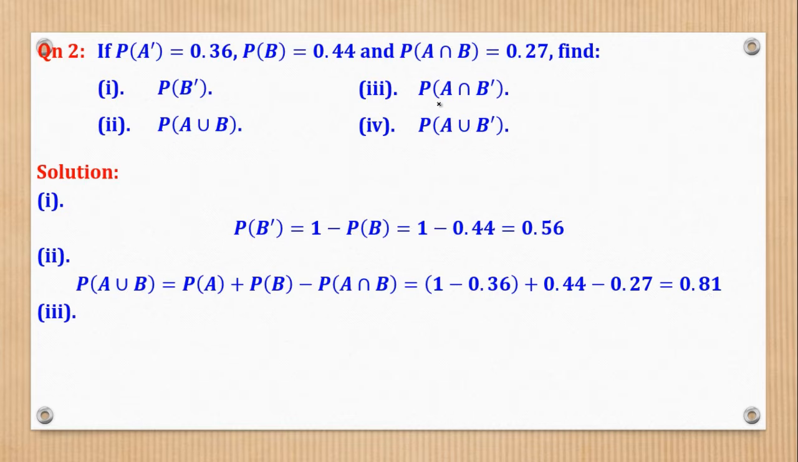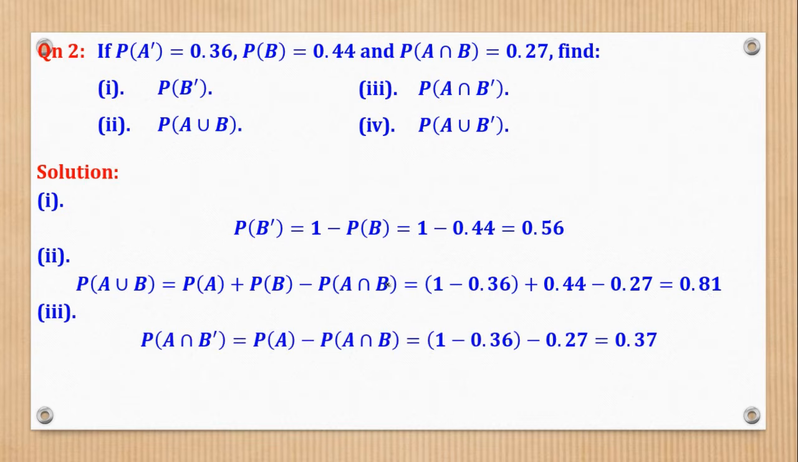Then Roman 3, they want probability of A intersection B complement. Now from the contingency table, you realize that A intersection B complement is equal to probability of A minus probability of A intersection B. Like I told you, what is here will not change. So I'm going to substitute probability of A is this, probability of A intersection B is that, therefore I'll come up with this as the answer.